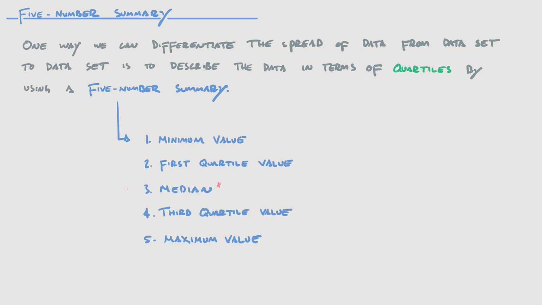But anyway, here are the 5 numbers. There's the minimum value. There's the first quartile value. There's the median. And we already know what the median is. We know how to find that. There's the third quartile value. And then there's a maximum value.